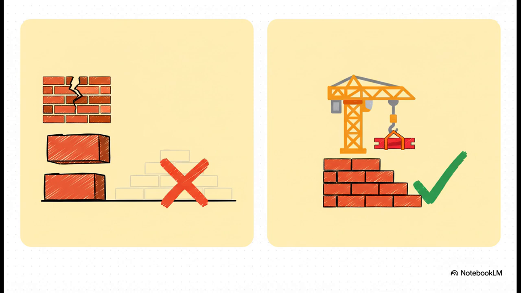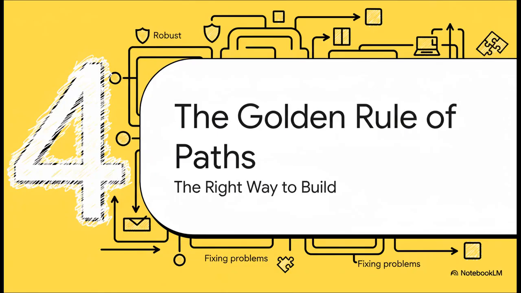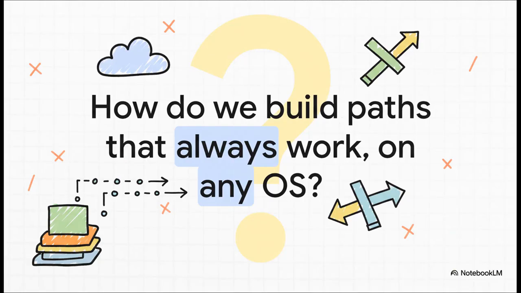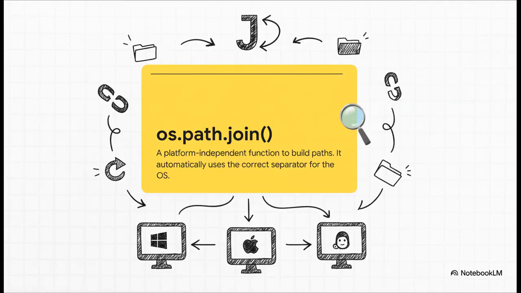So much safer. Okay, I need you to pay close attention, because this next part is the single most important takeaway from this entire explainer. This is it. This is the fix for that problem that started this whole thing. So, here's the million-dollar question. How do we stop guessing with slashes? How do we build a file path that is absolutely 100% guaranteed to work no matter where our code ends up? The answer is os.path.join.